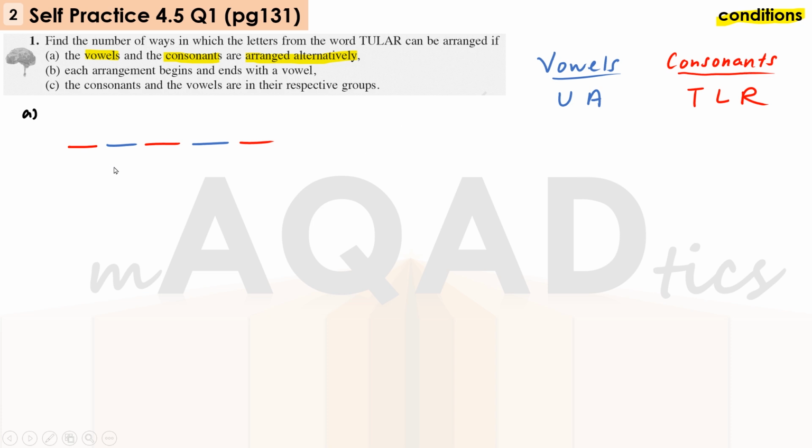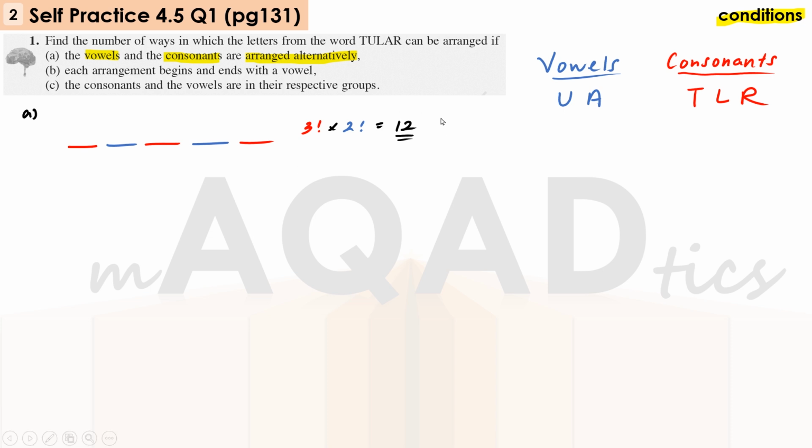Here we have 3 blank spaces for these 3 consonants. So technically we are arranging all of them, and the number of ways will be 3 factorial. Then for the vowels, same thing as well. 2 vowels arranged in 2 blank spaces, so we arrange all of the vowels. To find the number of ways, we multiply another 2 factorial. So my total answer would be 12.